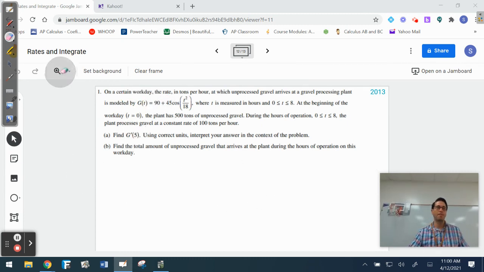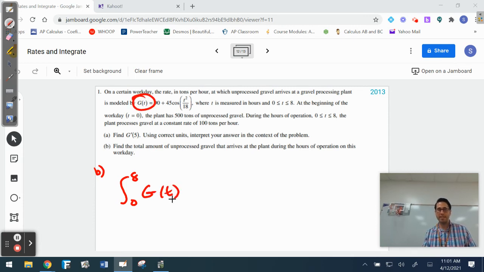All right, B, find the total amount of unprocessed gravel that arrives at the plant during the hours of operation. Well, the hours of operation are from 0 to 8. This is part B. And the unprocessed gravel is G of T dt.